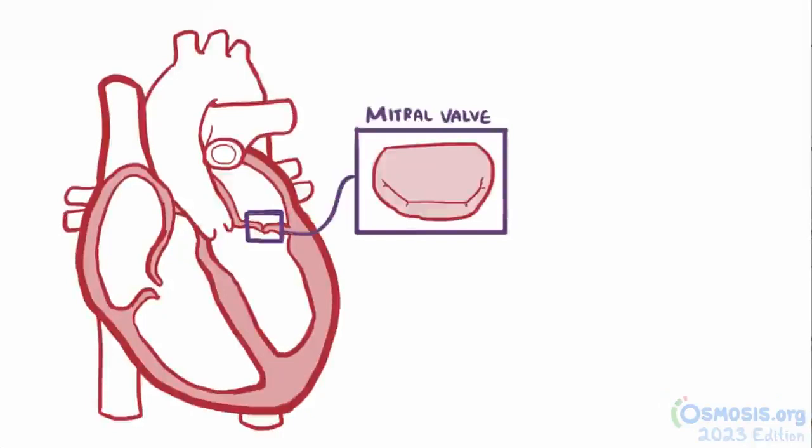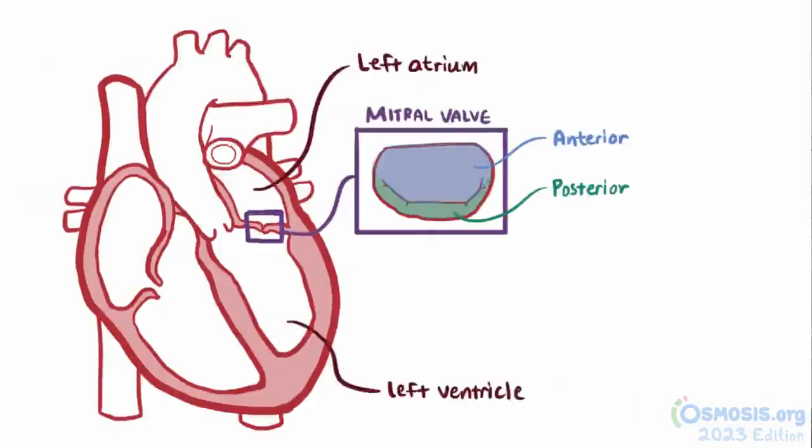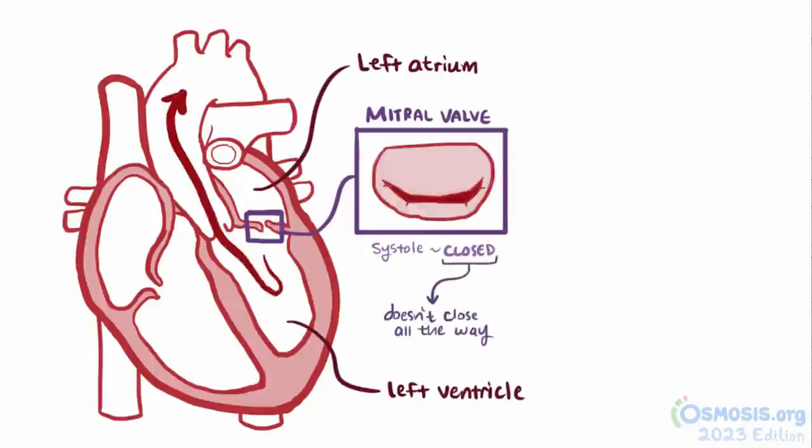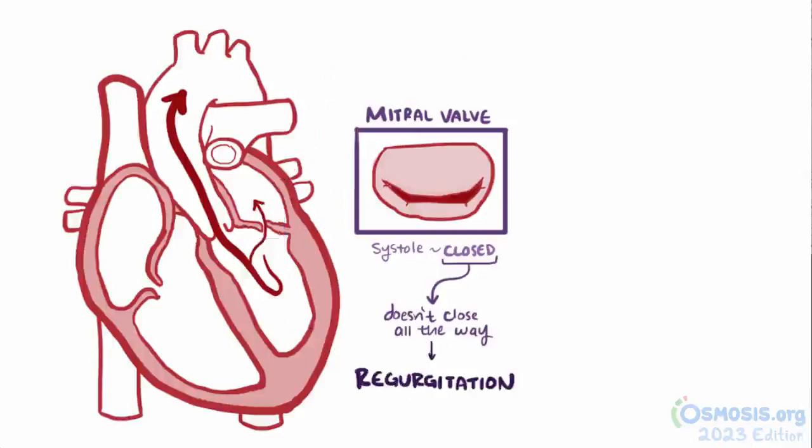The mitral valve has two leaflets, the anterior and posterior leaflet, and together they separate the left atrium from the left ventricle. During systole, the valve closes, which means blood has just one option, to be ejected out the aortic valve and into circulation. If the mitral valve doesn't shut all the way, blood can leak back into the left atrium, called mitral valve regurgitation.